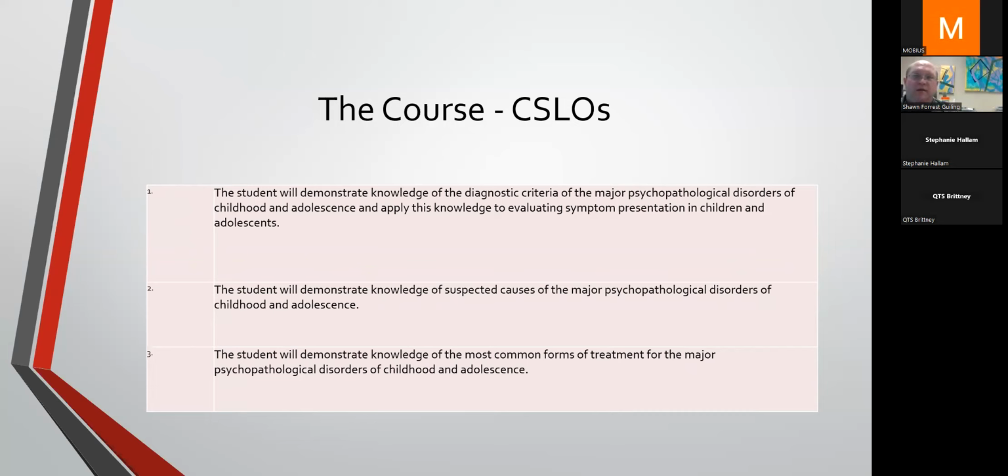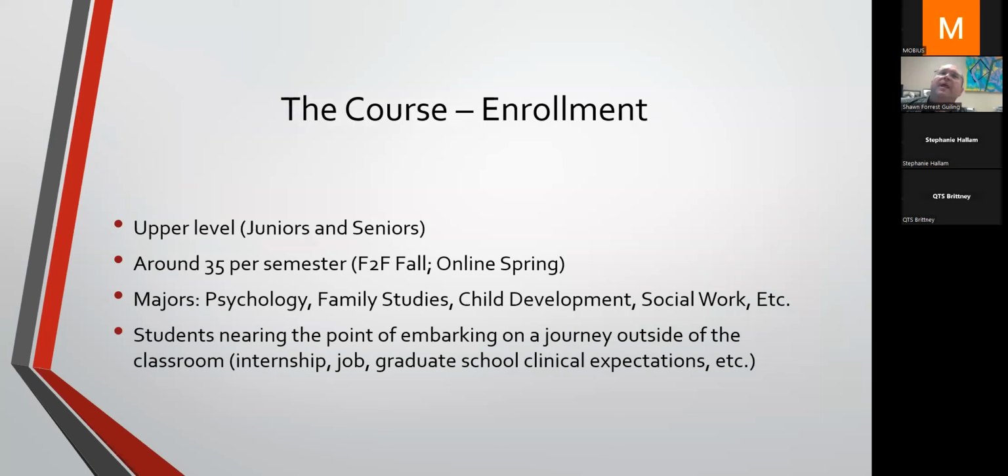So just broad headings. The students in the course are upper level, juniors and seniors, around 35 per semester. So I have 35 face-to-face students in the fall, and then 35 online students in the spring. So we always alternate between face-to-face and online. Every now and then a student has to take it in a format that they didn't really want to, but it depends on what semester they need it.